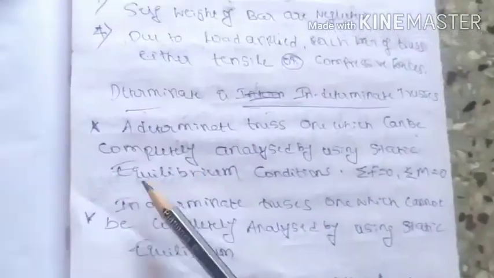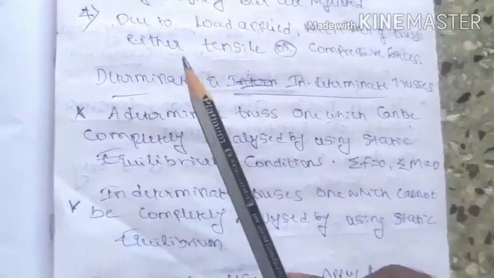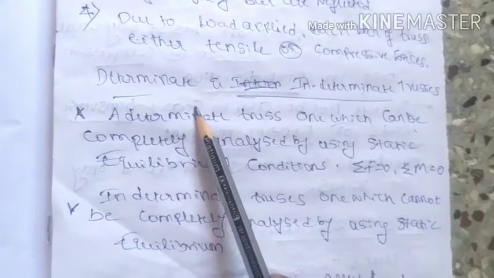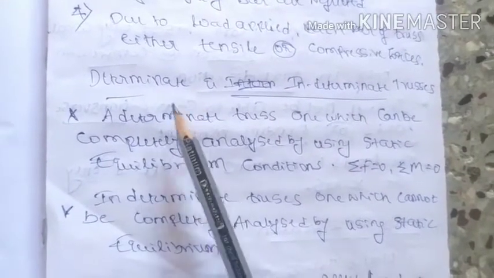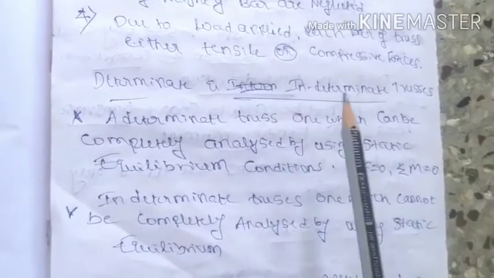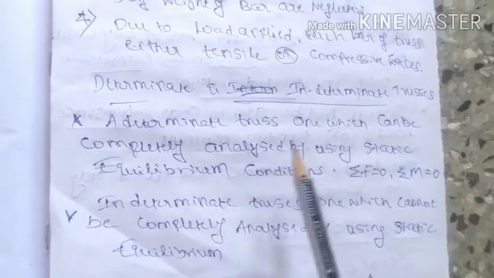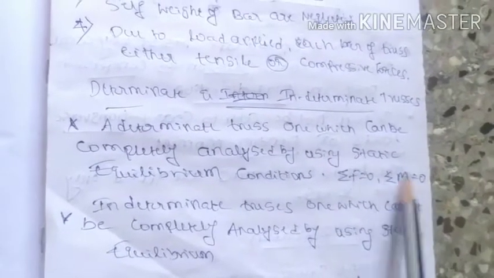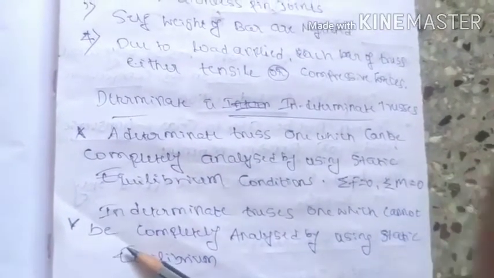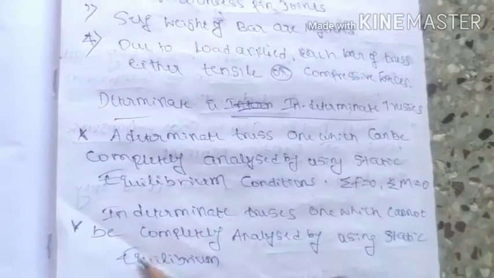And one more thing, I think you also heard this in mechanics of materials, right? Determinate structure and indeterminate structure. In the same way, determinate trusses and indeterminate trusses. What do determinate trusses mean? A determinate truss is one which can be completely analyzed by using static equilibrium conditions, that is summation of force equal to 0, summation of moment equal to 0. That means the unknowns we are going to calculate using the equilibrium equations.